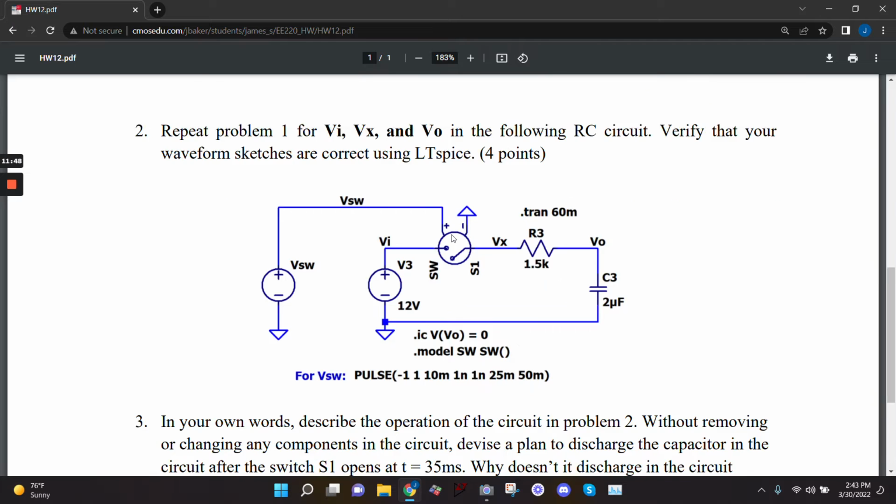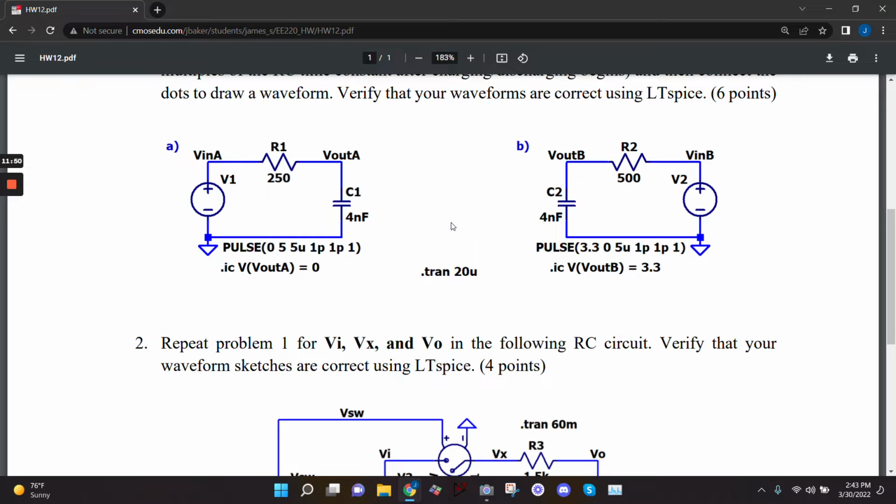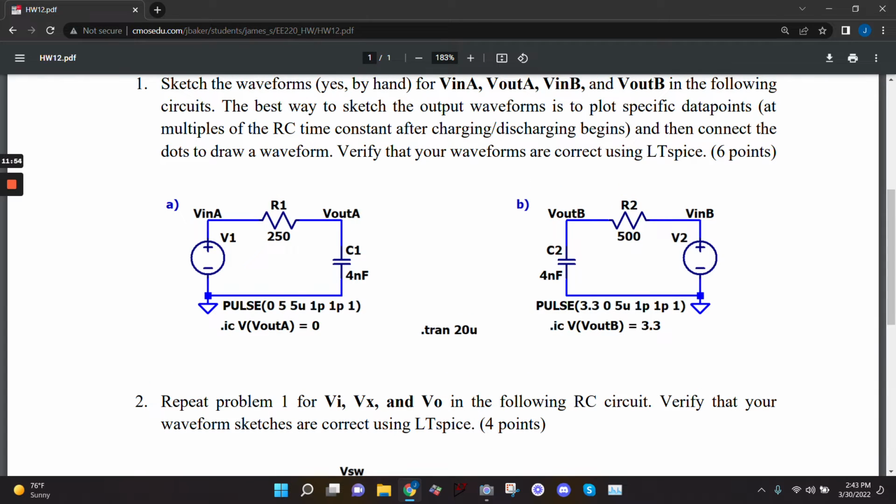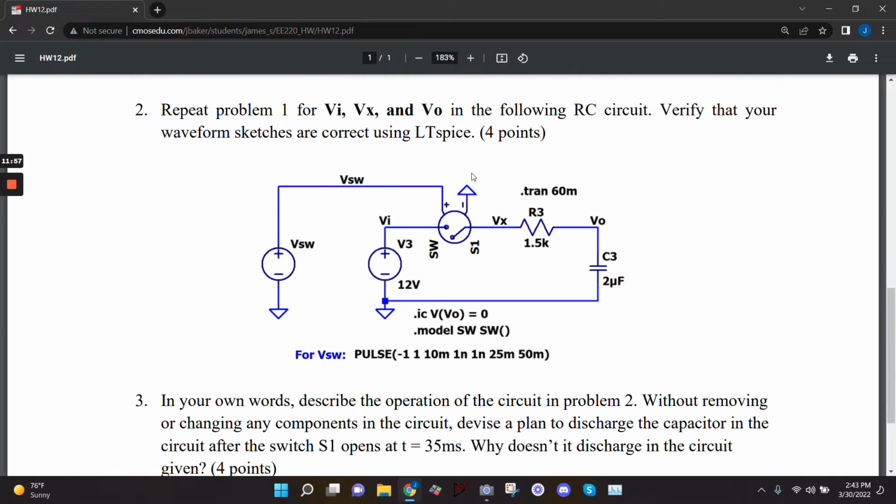Any other questions about the homework in general? Anybody have problems with 1A or 1B? No? Or actually, it was on 2. This one? So we had a periodic switch. The last number was 50 milliseconds for the period.